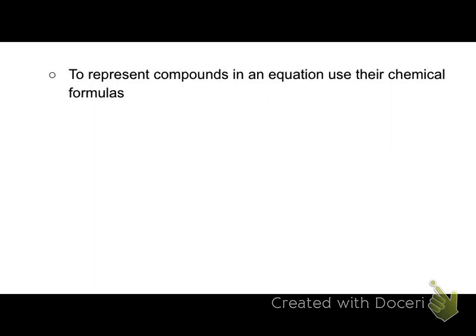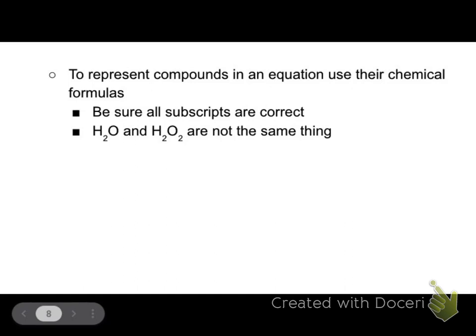If the substance you're representing is a compound and not a solo element, then we're going to use chemical formulas. You can remember from the previous chapter that a chemical formula is the symbols of all of the elements in that formula, and then subscripts to indicate how many of each. It is important that you make sure all the subscripts in your formula are correct, because if your subscripts are wrong, you have the wrong substance. H2O and H2O2 are different substances, so you can't have the wrong formula in your equation, or you will be telling people incorrect information.